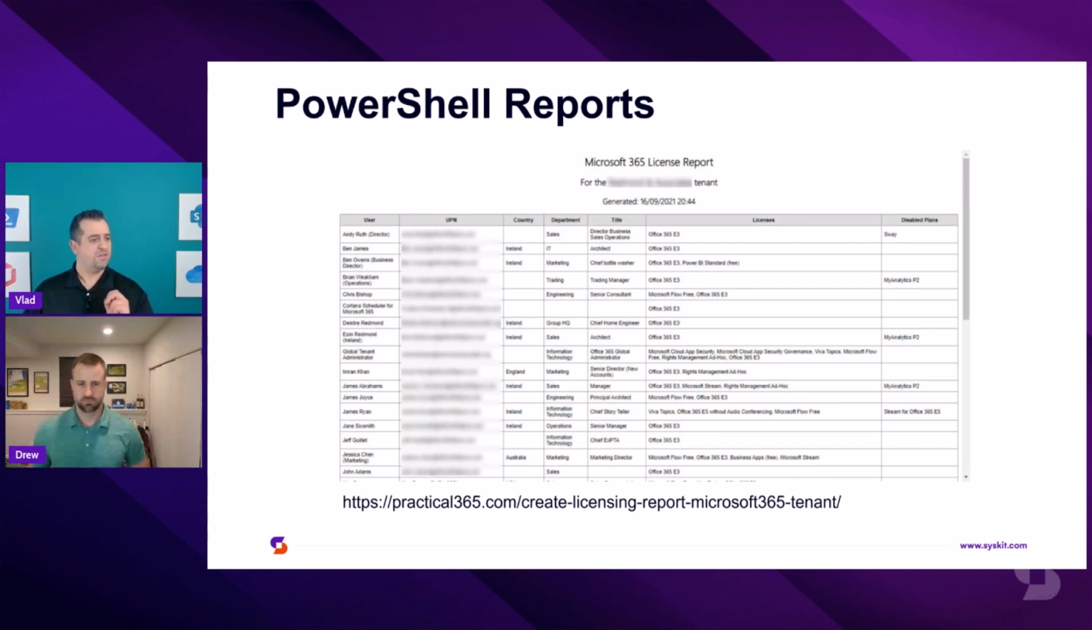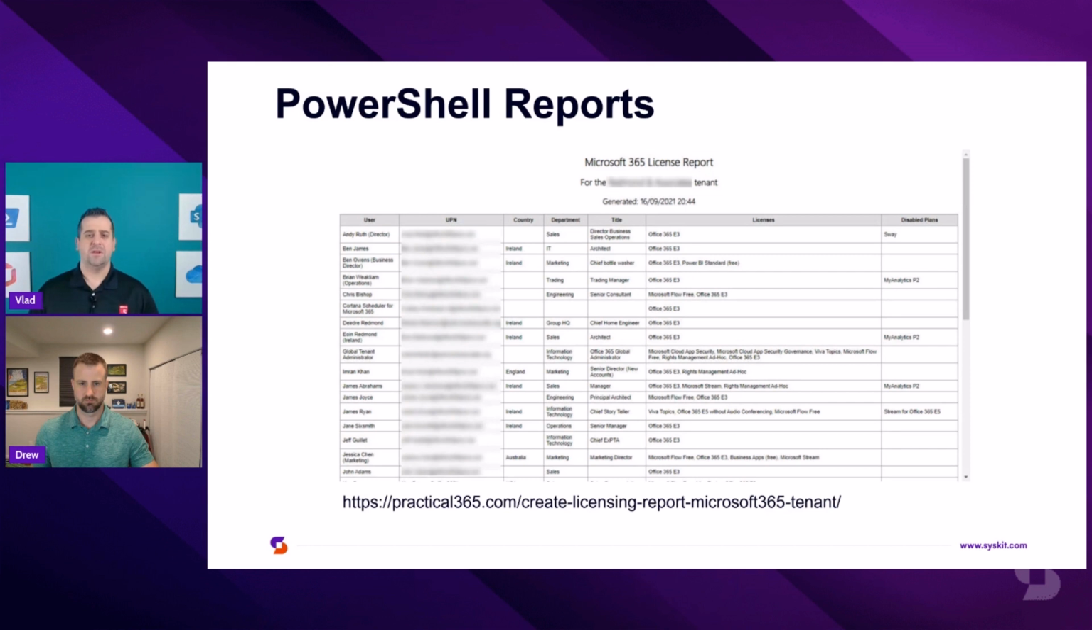Awesome. Last thing I want to show you, and by the way, this is an amazing script. The one you see here, the output on the screen, I don't want to rebuild the wheel. So if you go to the link in the slides here, or simply search for Practical 365 Microsoft 365 licensing report, you'll find an amazing PowerShell script written by a Microsoft MVP that will show you how to build it. And it's also on GitHub. So you don't have to rebuild the wheel. You can start from there and adapt it to your needs.